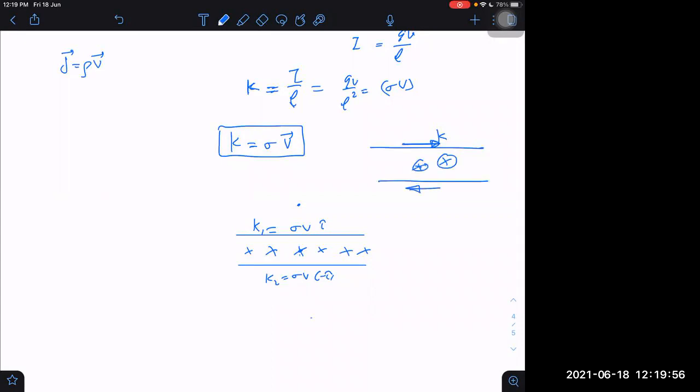They will add up. What is the formula then? Mu naught into K by 2 plus K by 2. That becomes mu naught into K total, which is equal to mu naught into sigma v. That is the field inside. Mu naught sigma v is the field inside.